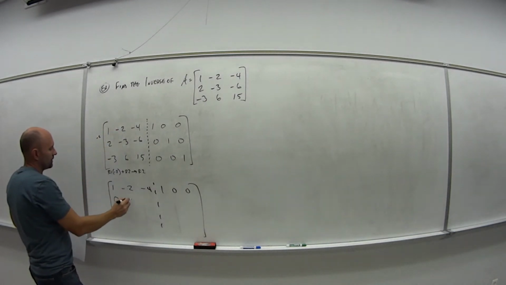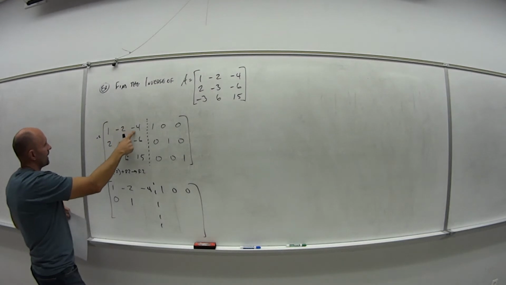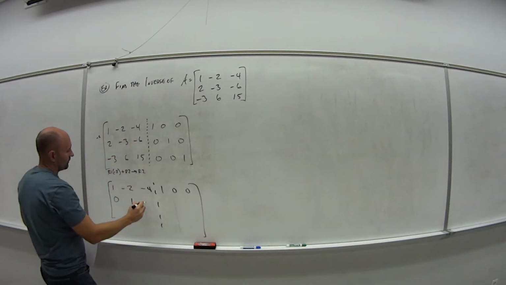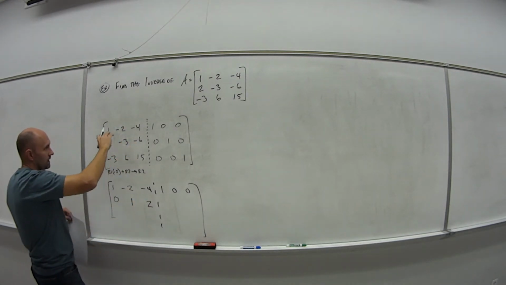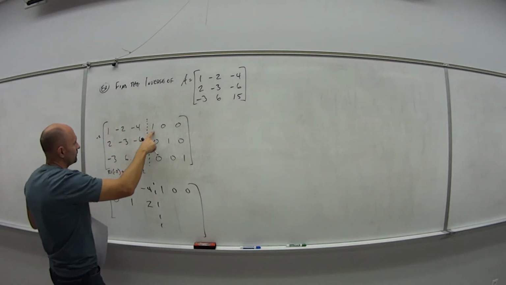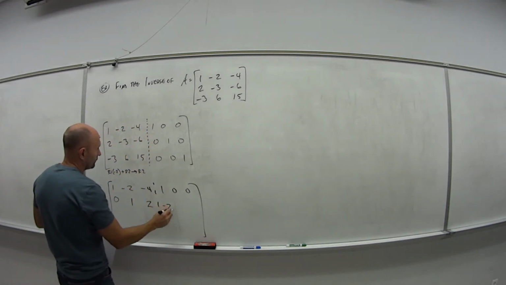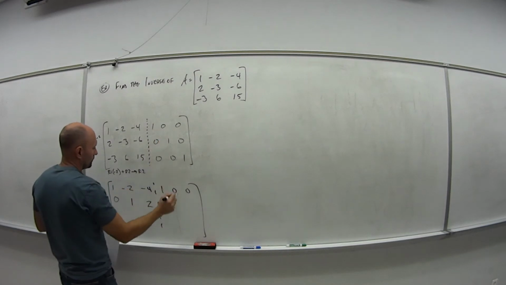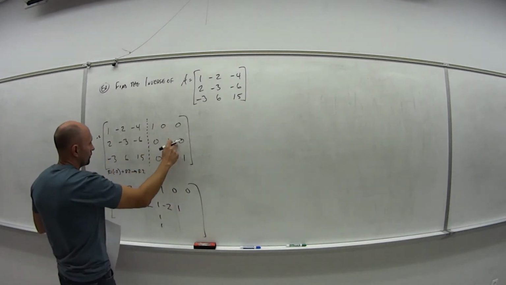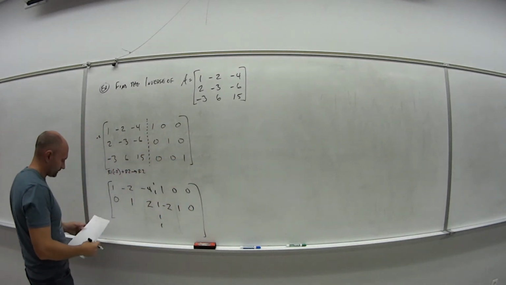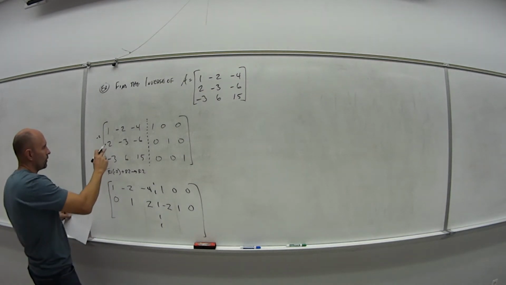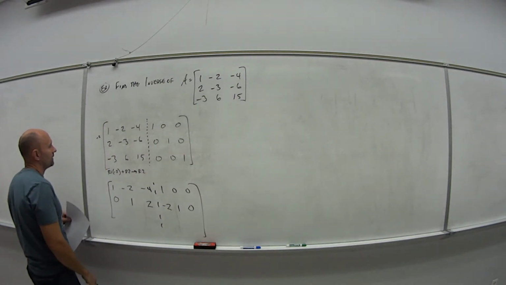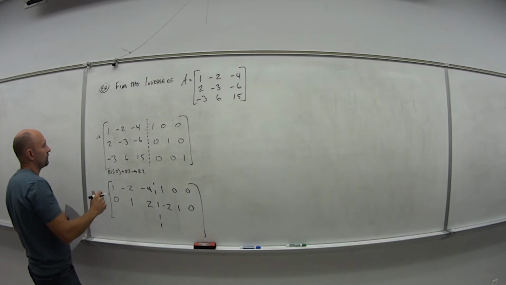4 minus 3, 1. Positive 8 minus 6 is 2. And keep going all the way. -2 plus 0 is -2. 0 plus 1 is 1. 0 plus 0 is 0. So that would be your first row if you multiplied that guy to get a 0 there.